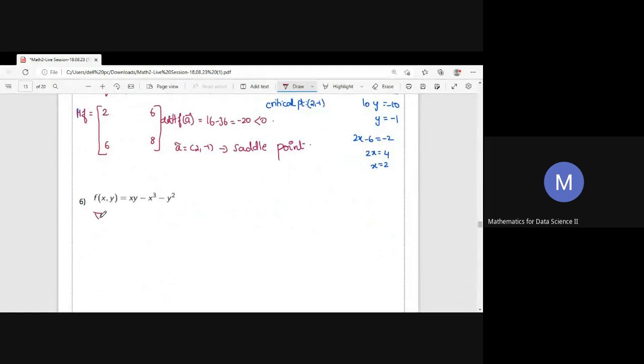What is for now for this function? Again, please listen carefully. What is the gradient function for this? It is (y - 3x square, x - 2y). All right. Now we are going to equate this to 0. So what do you get? y is equal to 3x square and x is equal to 2y.